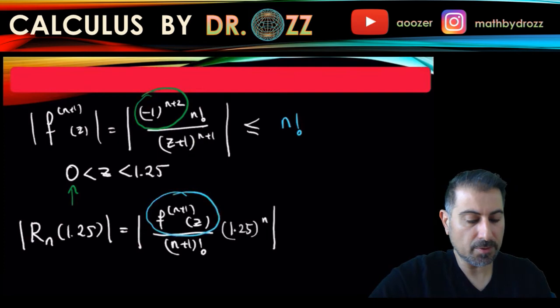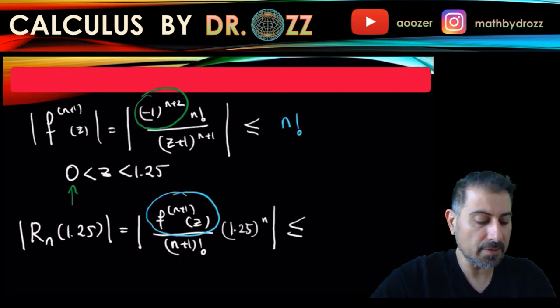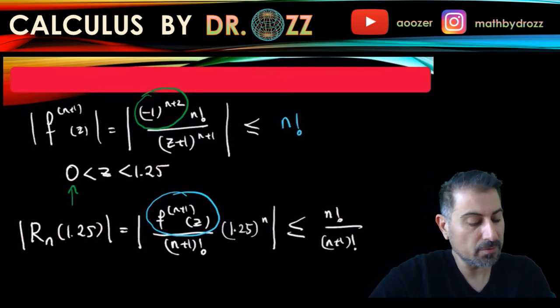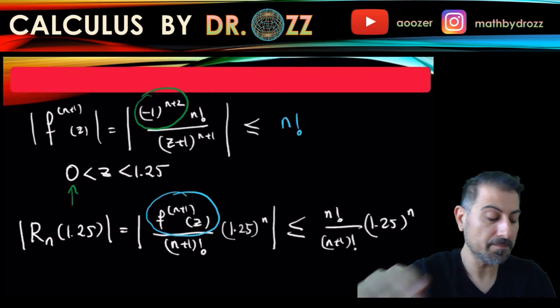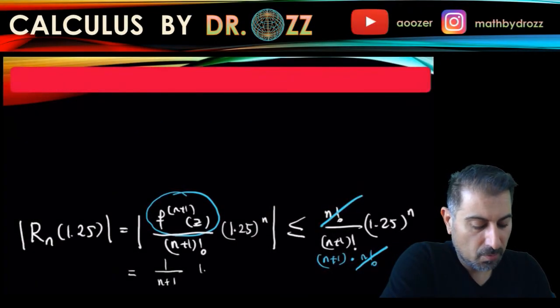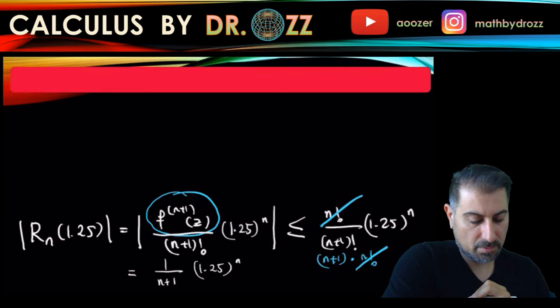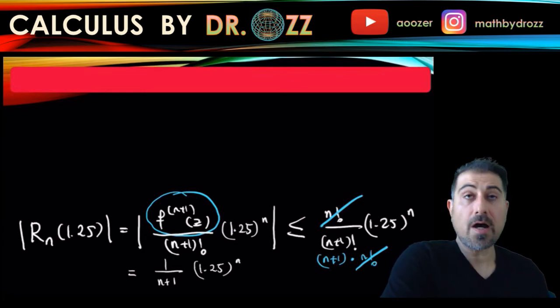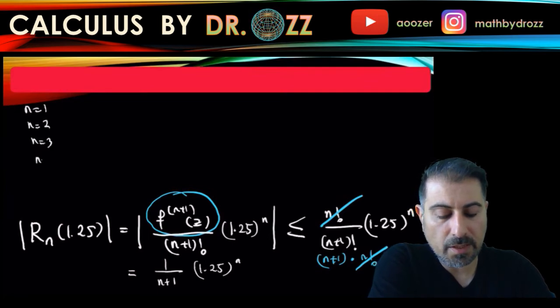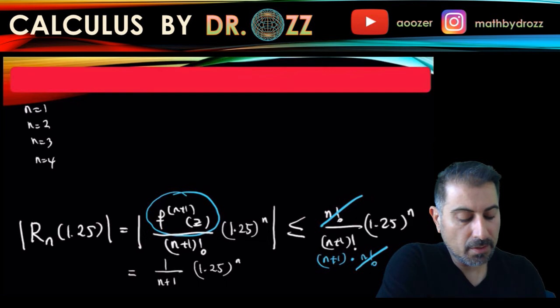So that's less than or equal to n factorial. So we can go ahead and then say this is less than or equal to n factorial over (n plus 1) factorial. By the way, since all of these terms now are positive, I don't need to carry forward the absolute value sign. Okay. So this one can be written as 1 over n plus 1, times 1.25 to the n. Okay. So now you can do a trial and error.